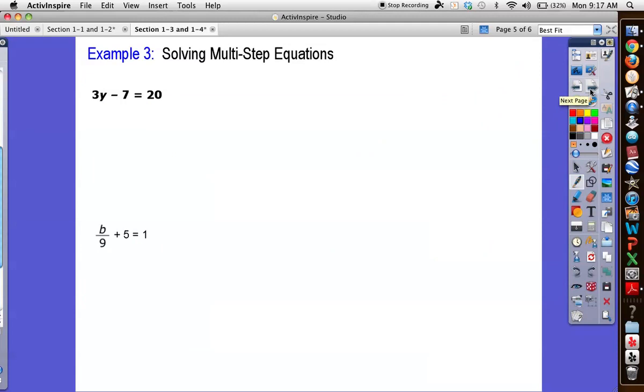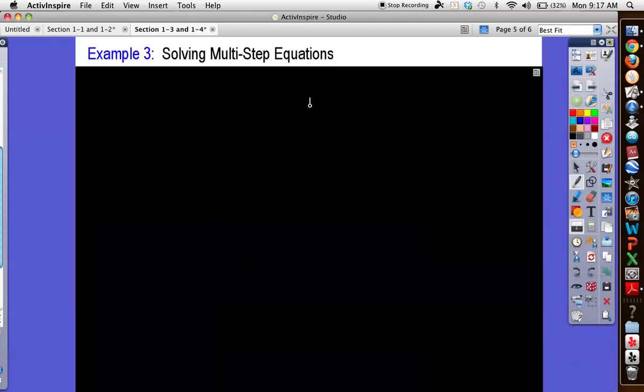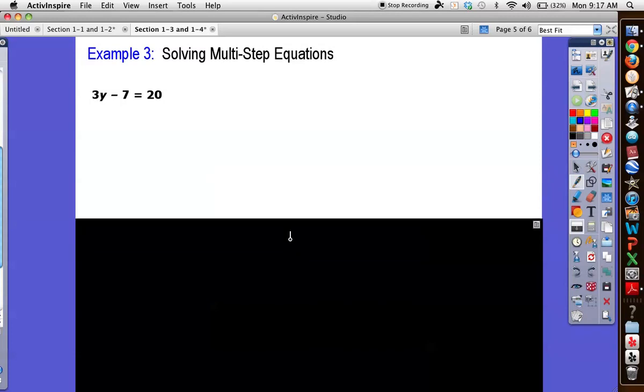Now, think about what's happening here. Let me cover up this bottom one so we can focus here. What's happening here is I have 3 groups of y, but I also take away 7 from those 3 groups. If we're just 3 groups of y, I could very easily just divide that up and figure out what one group is. But by taking 7 away, I'm complicating the process a little bit. So what I need to do is I need to get rid of this 7 here. I need to add that back.